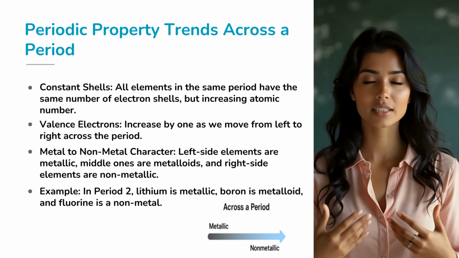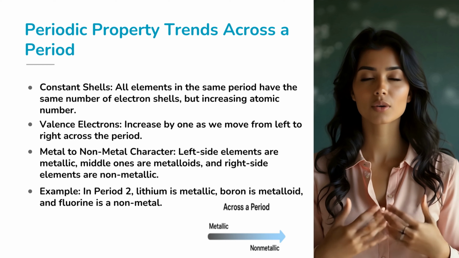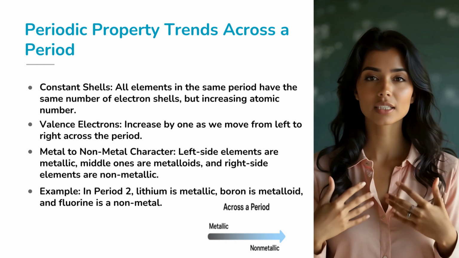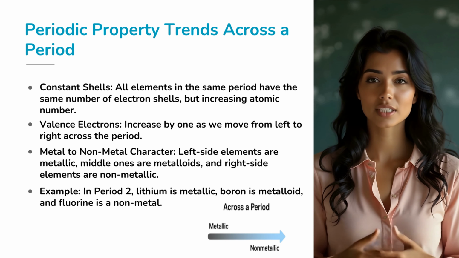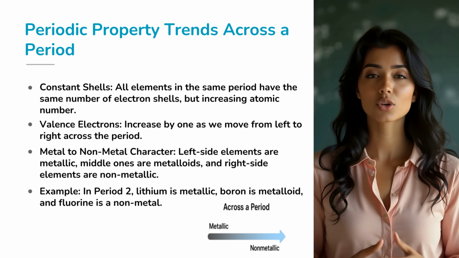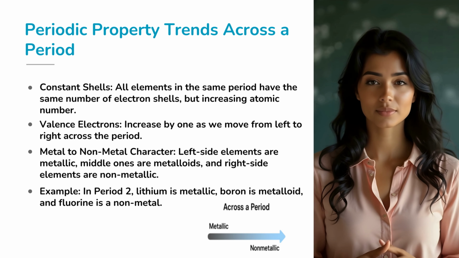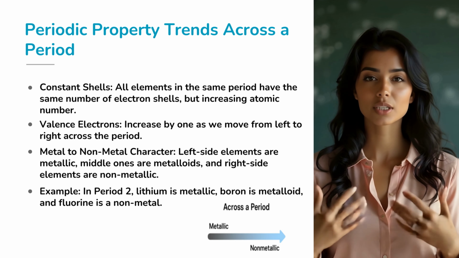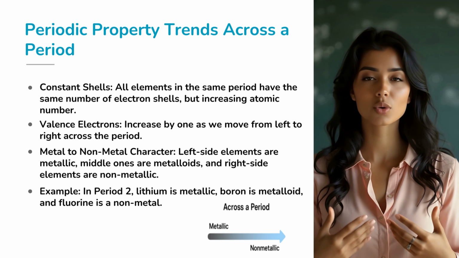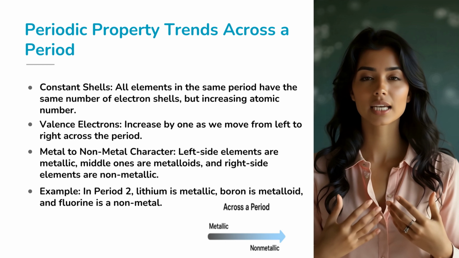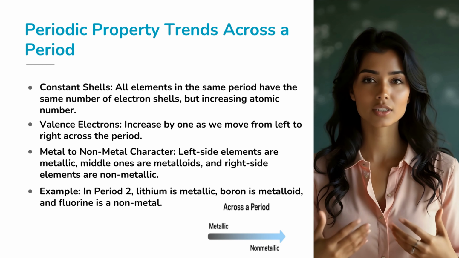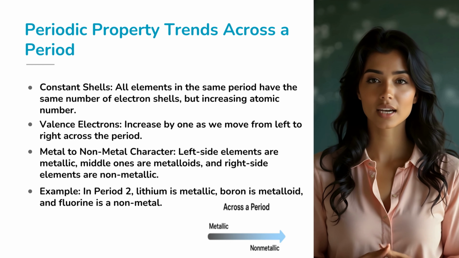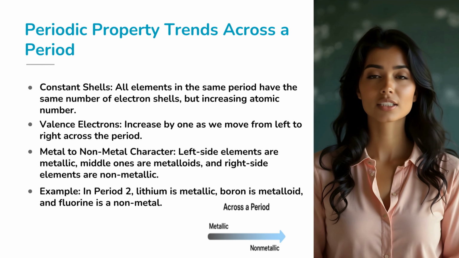First, all elements in the same period have the same number of electron shells, only the number of protons and electrons increase. Now, with every step to the right, the valence electron count increases by 1. This leads to several changes. Atomic radius decreases because more protons pull electrons closer. Ionization energy increases, making it harder to remove an electron. Metallic character decreases and nonmetallic character increases.